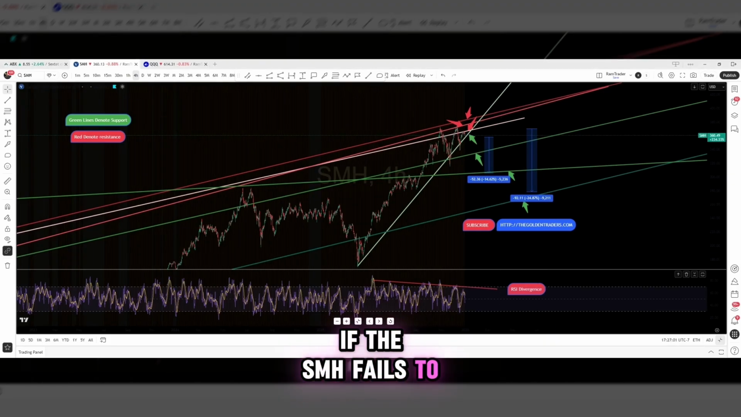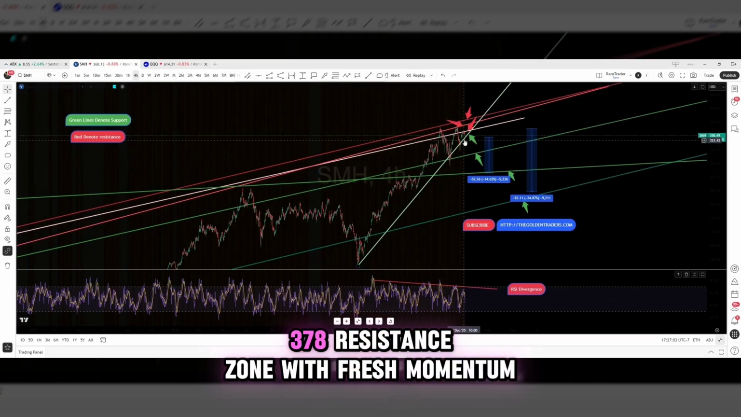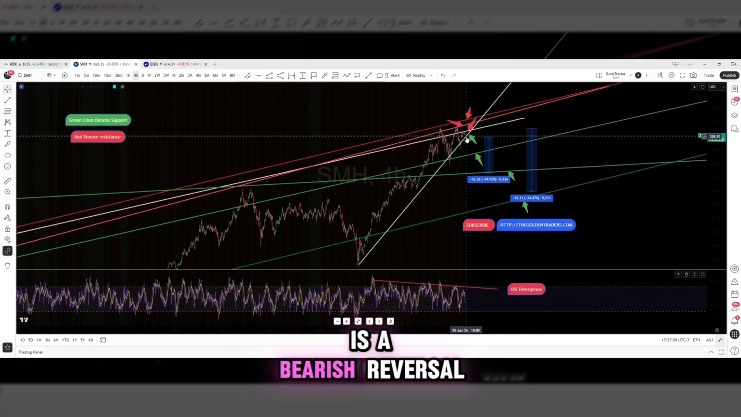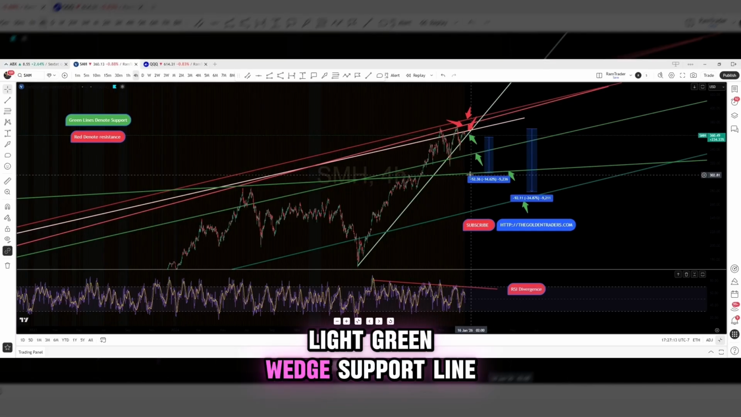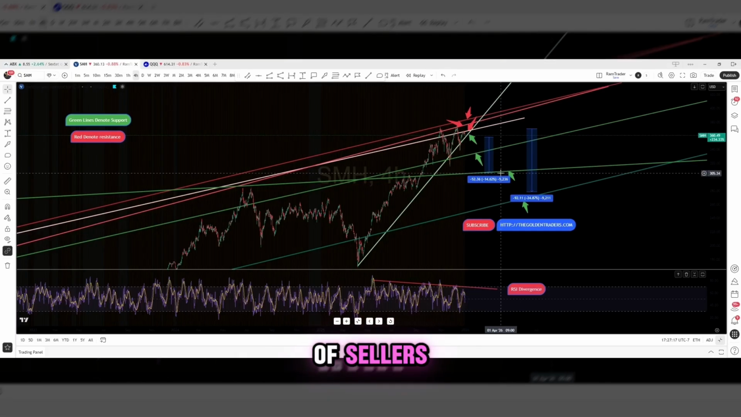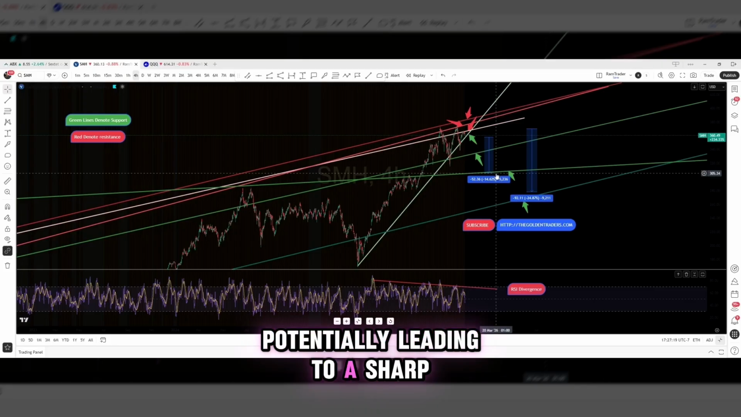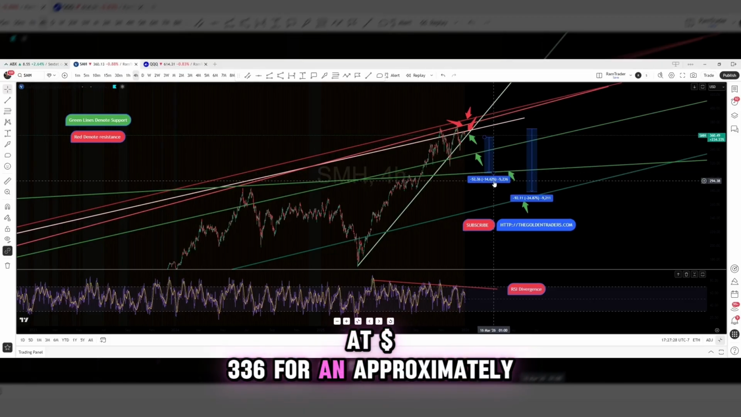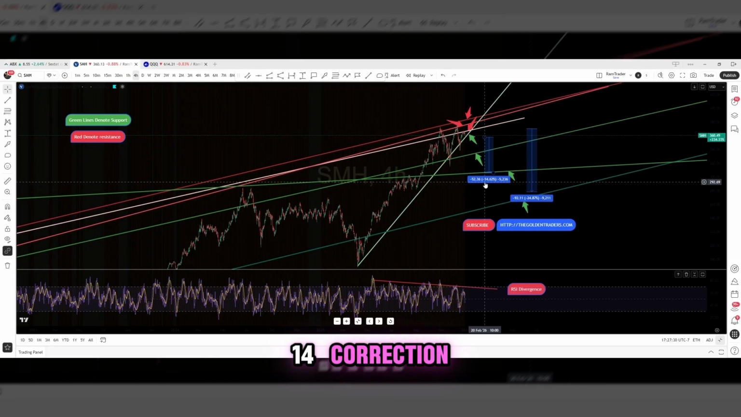If the SMH fails to break decisively above the $378 resistance zone with fresh momentum, the most likely technical outcome is a bearish reversal. A break below the lower light green wedge support line would signal that the squeeze has ended in favor of sellers, potentially leading to a sharp correction towards the next medium green support line at around $308, with a pit stop at $336 for an approximately 14% correction.